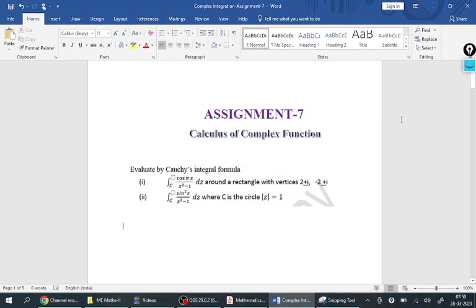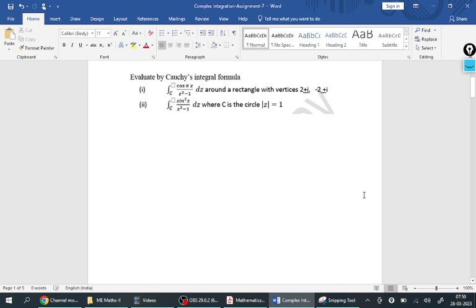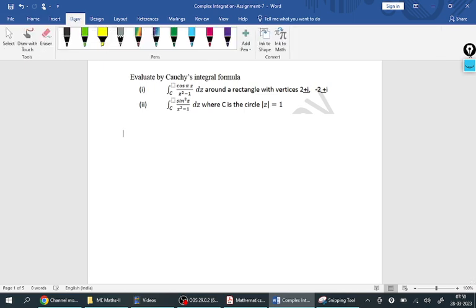Hello everyone. This one is our assignment 7, calculus of complex function, where complex integration. On the complex integration, just two examples are given there. Remember, there are three theorems that we have in complex integration. For complex integration, the first theorem is known as Cauchy's theorem.